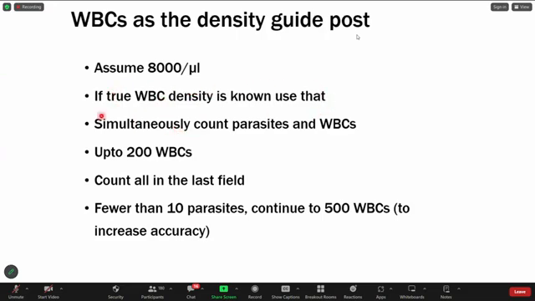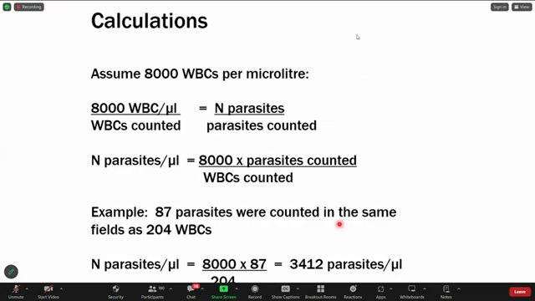But as we said earlier, we are counting both the parasites and the WBCs simultaneously. Then we count up to 200. We count all in the field where we have found our 200th white blood cell. If they are few, we continue up to 500. Now we calculate, not count.